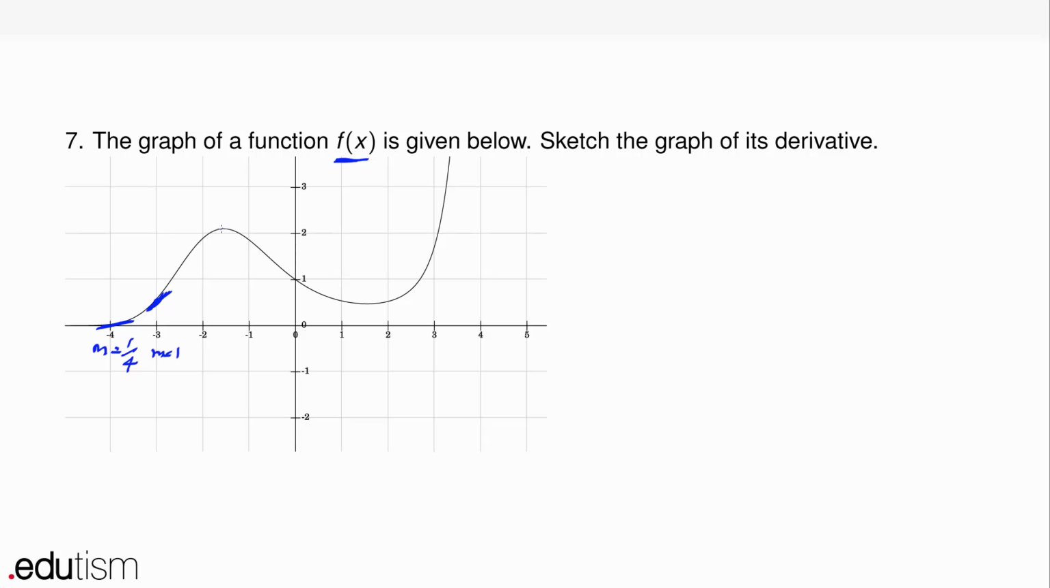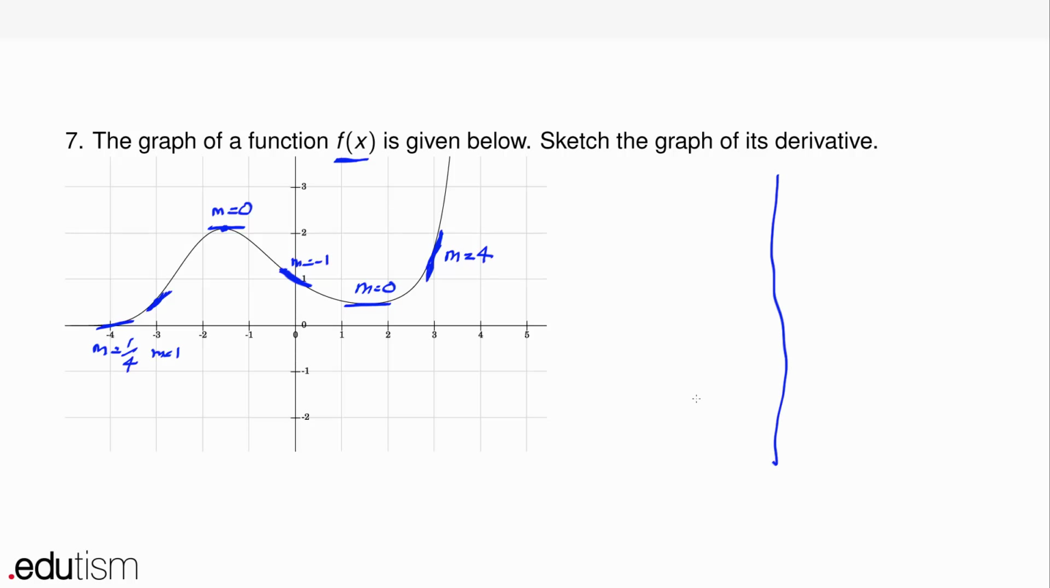Here, at negative 1.5, we've got a horizontal tangent line, which means we have a slope of 0. At 1, we've got a tangent line that looks approximately like this. Here this slope is approximately negative 1. Sorry, at x equals 0. At x equals 1.5, we've got another horizontal tangent line, another slope of 0. At x equals 3, we have a steep slope. This slope is going to be positive, approximately positive 4.